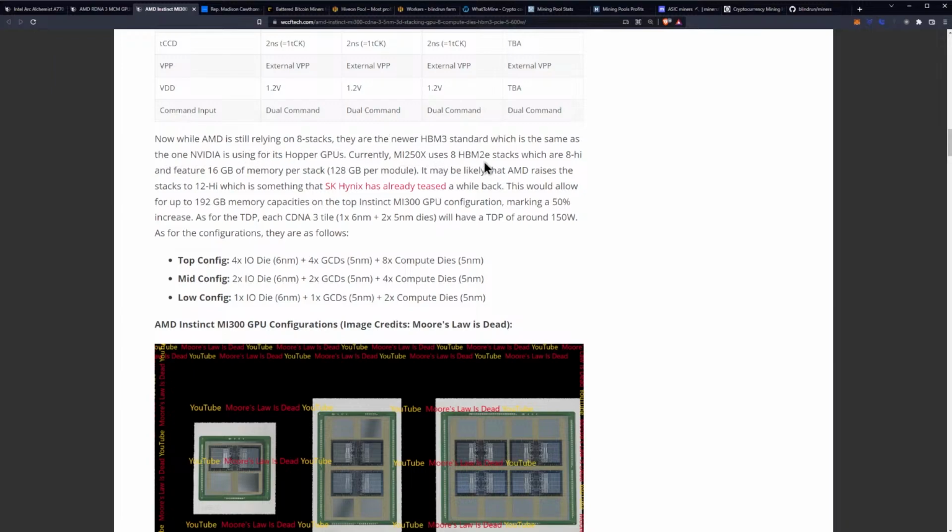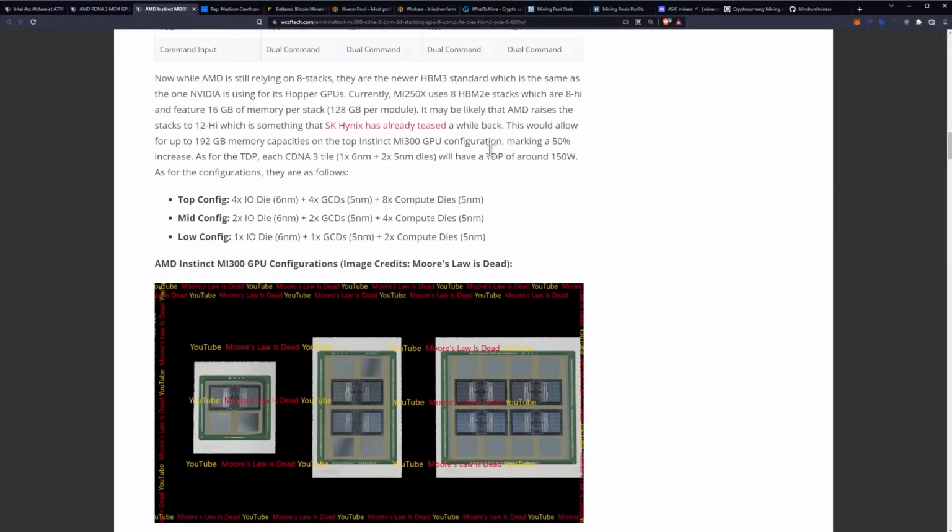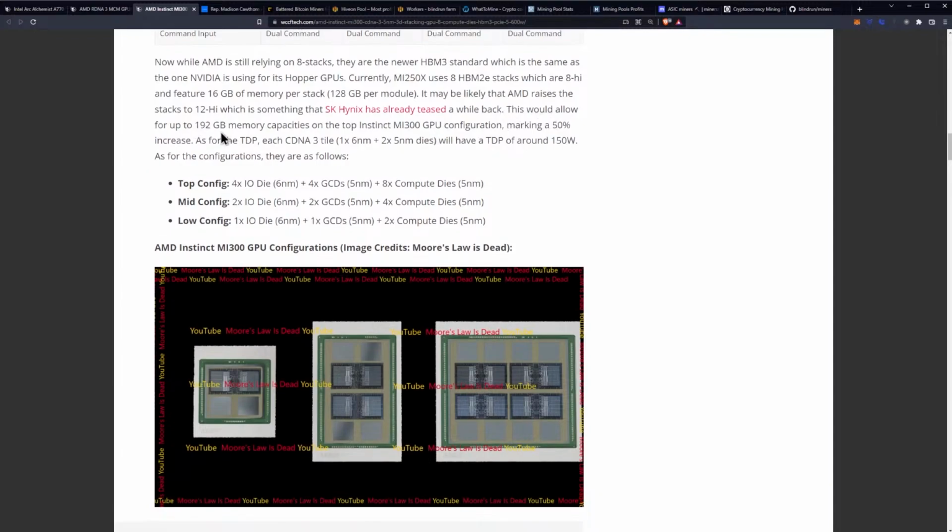Currently, MI250X uses 8 HBM2E stacks, which are 8 high and feature 16 gigabytes of memory per stack, 128 gigabytes per module. It may be likely that AMD raises the stacks to 12-Hi, which is something that SK Hynix has already teased a while back. This would allow for up to 192 gigabytes of memory capacity on the top Instinct MI300 GPU configuration, marking a 50% increase. As for the TDP, each CDNA 3 tile will have a TDP of around 150 watts.